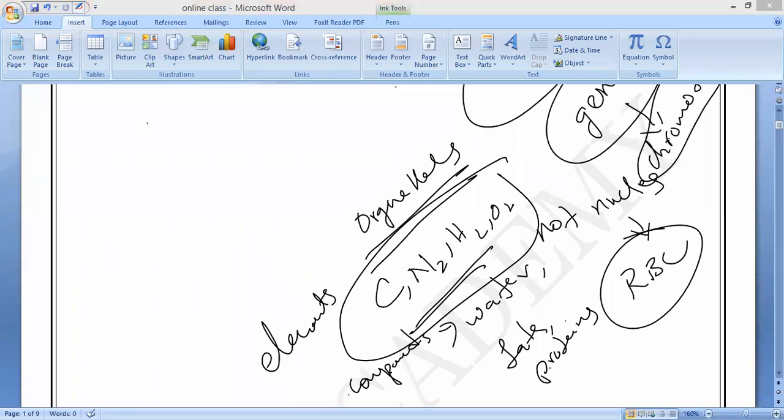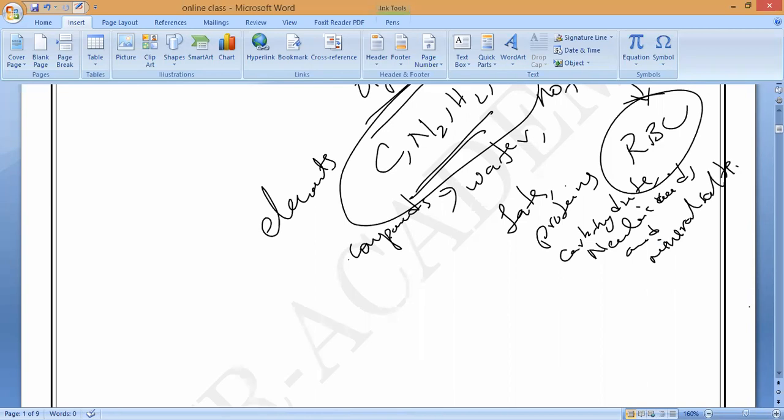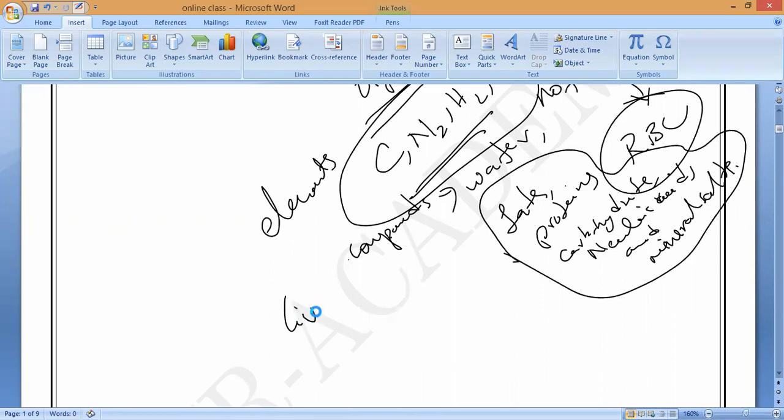Correct or not? Also contains carbohydrates, nucleic acid. Protoplasm contains elements such as carbon, oxygen, hydrogen, and nitrogen, and compounds such as water, carbohydrate, protein, glucose, amino acids. Yes, okay. This is what we should call the living matter of the cell.